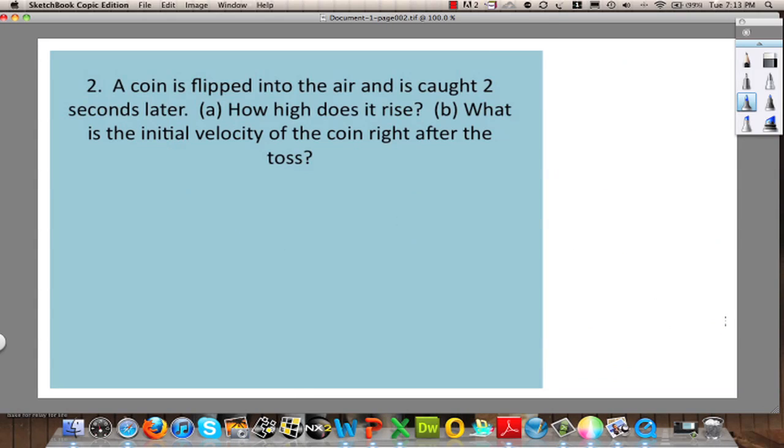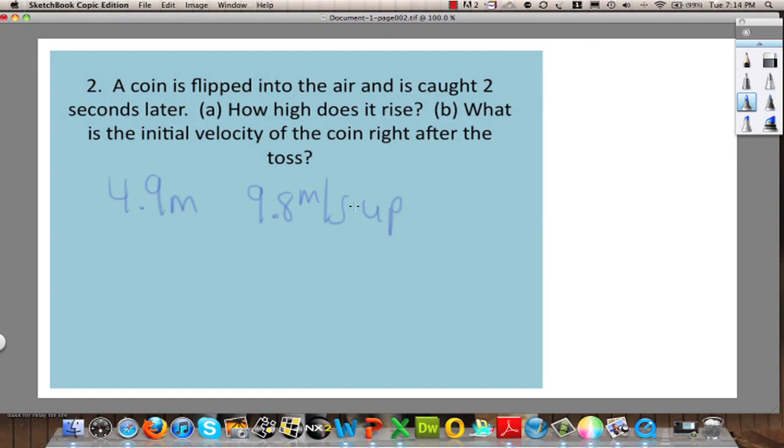Okay, here we go, is problem 2. So read the problem, solve it, try your best, turn off the video while you're working on it, and then turn it back on for the answer. Okay, the answer for number 2. A, how high does it rise, is 4.9 meters. And B, the initial velocity is 9.8 meters per second up. That is the direction the coin is tossed.